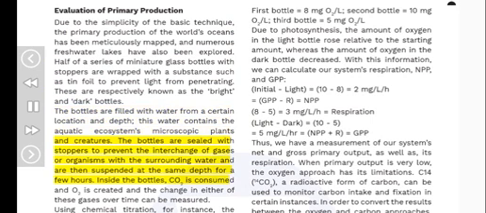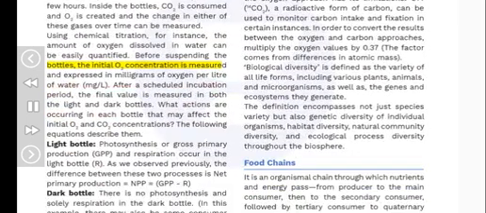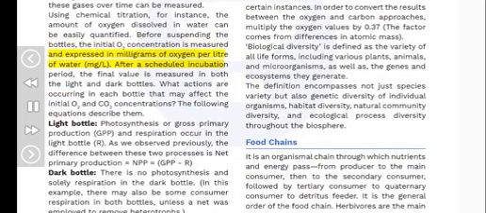The bottles are sealed with stoppers to prevent the interchange of gases or organisms with the surrounding water and are then suspended at the same depth for a few hours. In some bottles, CO2 is consumed and O2 is created, and the change in either of these gases over time can be measured. Using chemical titration, for instance, the amount of oxygen dissolved in water can be easily quantified. Before suspending the bottles, the initial O2 concentration is measured and expressed in milligrams of oxygen per liter of water, mg/L. After a scheduled incubation period, the final value is measured in both the light and dark bottles.